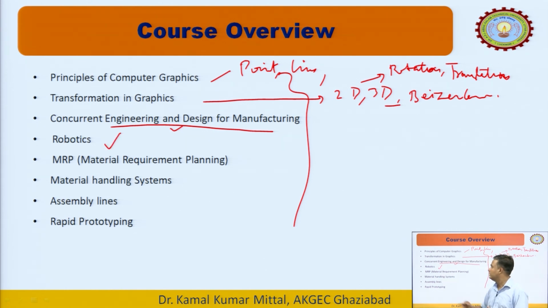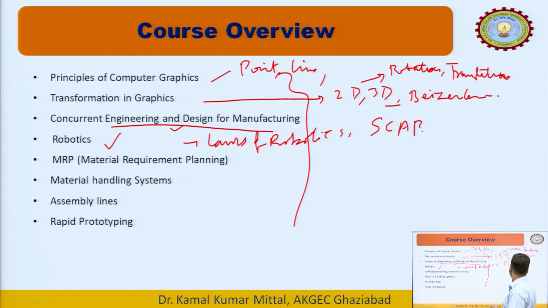Then comes robotics. Robotics is basically the study of robots, whose anatomy is like a human being's structure, having an arm, gripper, waist, forearm. So in this we will study different laws of robotics. Different robots like SCARA, that is used for assembly, SCARA meaning selective compliance assembly robotic arm. We can also study the dynamics and kinematics of this to find the position of the end effector with respect to the base.